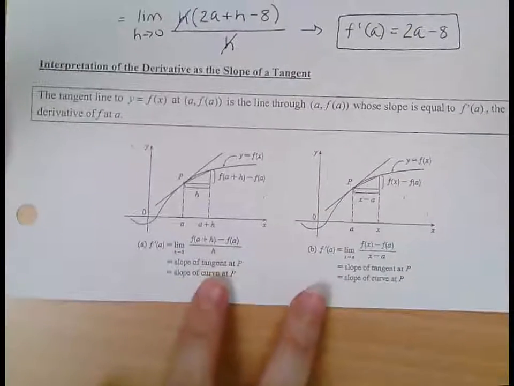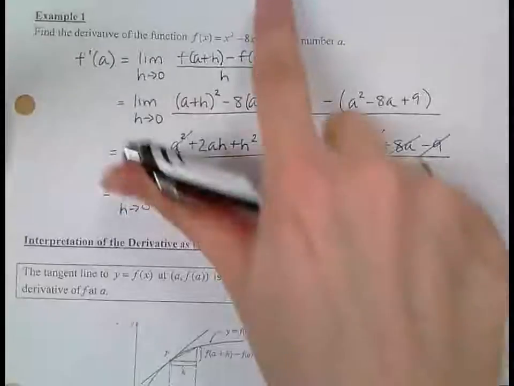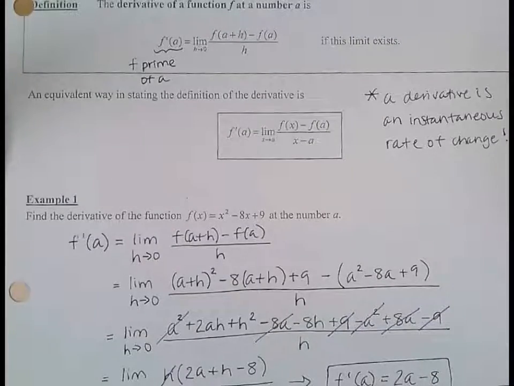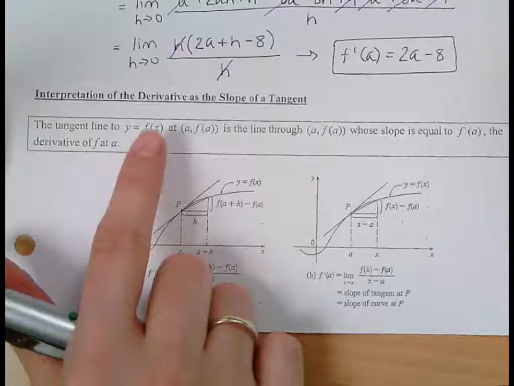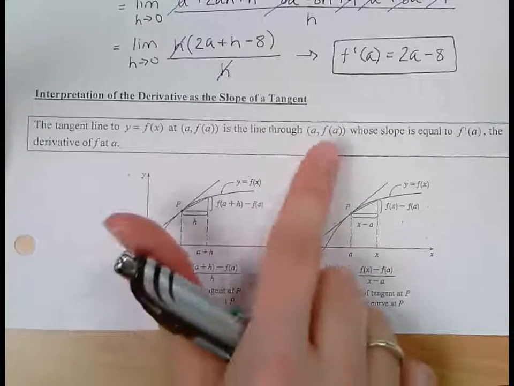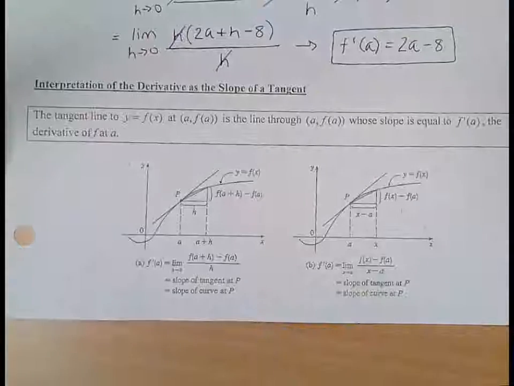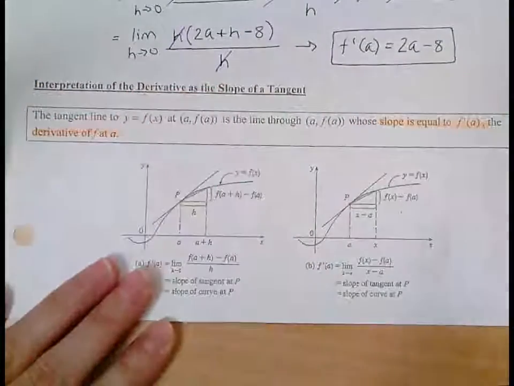So then this next part is one way to interpret the derivative, as we've already been talking about. So we know that these two limits are the exact same limits we use to find the slope of a tangent line. So that means we can say the tangent line to y equals f of x, so any curve, at the point a, f of a, is the line through a, f of a, whose slope is equal to f prime of a, the derivative of f at a.